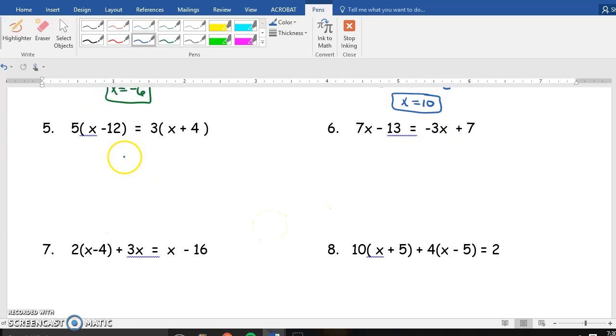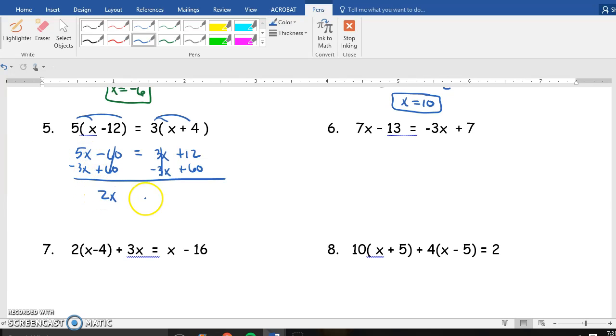Okay. Next one, I distribute first. 5 times x is 5x. 5 times negative 12 is minus 60 equals 3 times x is 3x. 3 times 4 is 12. You have been pretty good with doing that step. Okay, subtract 3x, add the 60, and now you should make sure everything's aligned vertically. These eliminate, 5x minus 3x is 2x equals 12 plus 60 is 72. Divide by 2 and x is equal to 36.